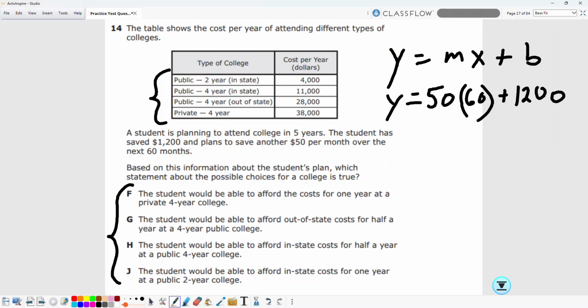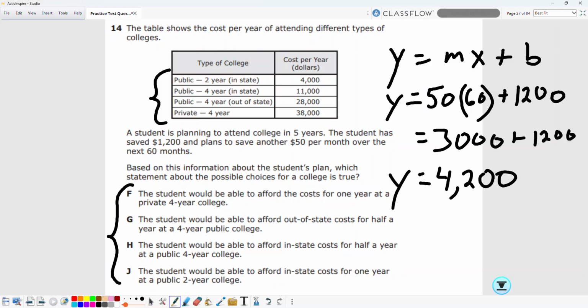So we'll clear the parentheses. So y equals 50 times 60, that's 3,000. We're going to add the 1,200 to that. So that student will have 4,200.